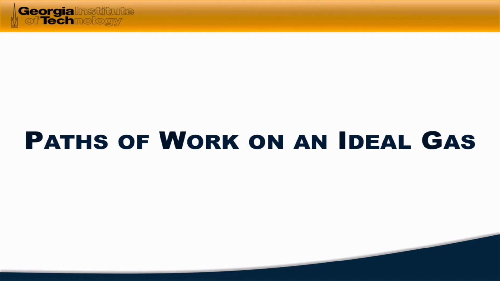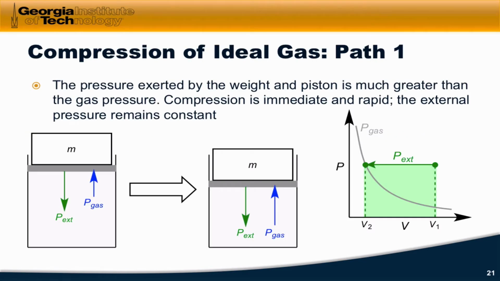Let's look now at two different paths that work could follow on an ideal gas between the same initial and final states. So here's what we'll call path 1. At the start of path 1, the pressure exerted by the weight and the piston is much greater than the gas pressure. So the downward green vector is much longer than the blue P gas vector to indicate that. Compression is immediate and rapid because of this pressure difference, and the external pressure remains constant throughout.